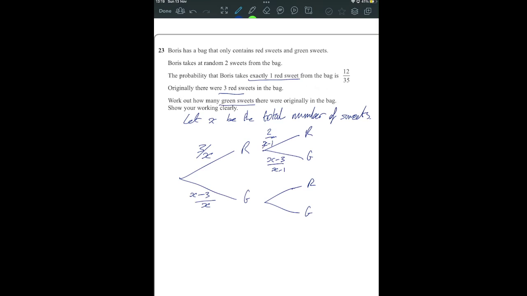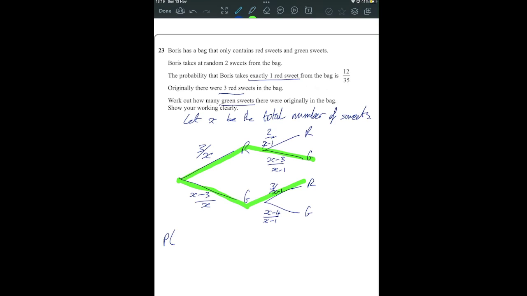The final set of branches, we picked a green out, then we still have 3 red sweets out of x minus 1. But we did pick out a green, so we have 1 less green. So it's now x minus 4 over x minus 1. Now which branches led to exactly 1 red sweet? We have that version, or that version, red, green, or green, red.